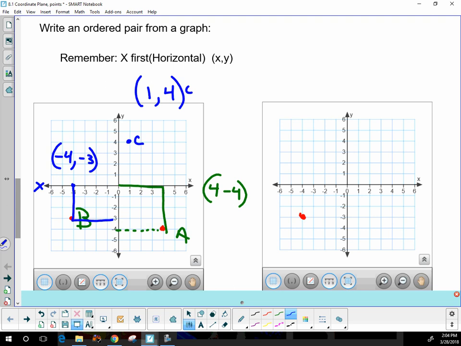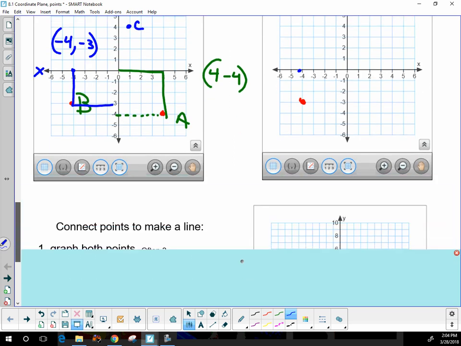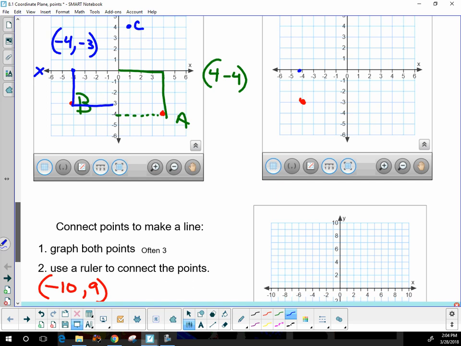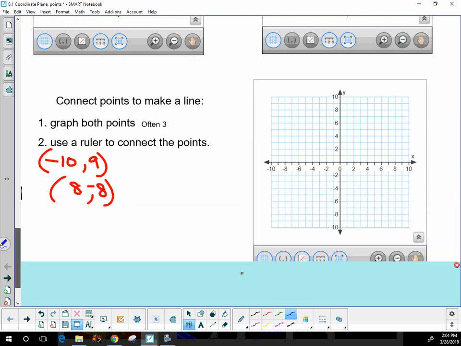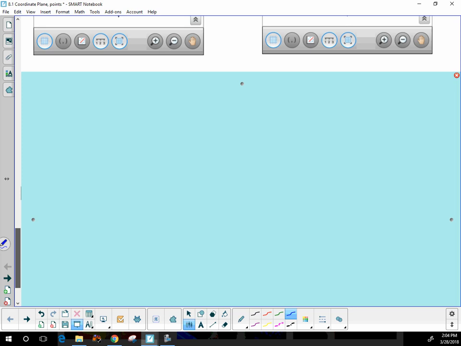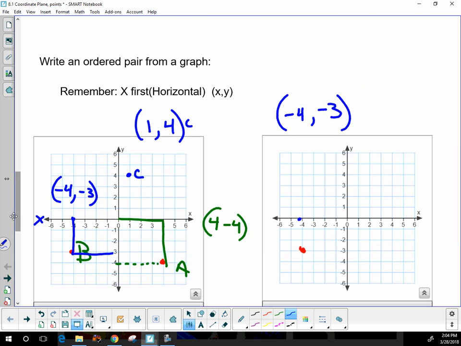Okay. Try to find the location of this red point over here and describe to me where it is. I would go to the left 4, that's right here, and I would go down 3. And I already showed you how to connect the dots to make a line, and I don't think we're really going to worry about it right now. I think for today, we're just going to focus on ordered pairs, how to read a graph like this.